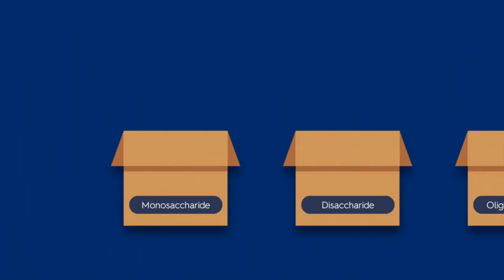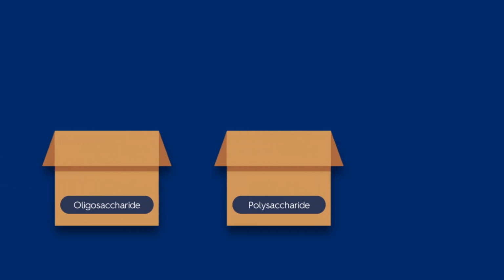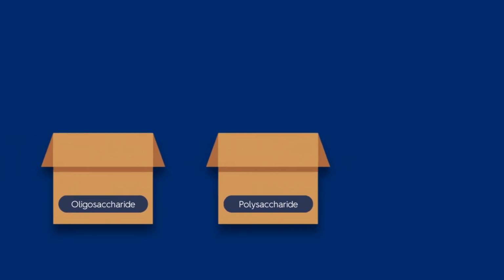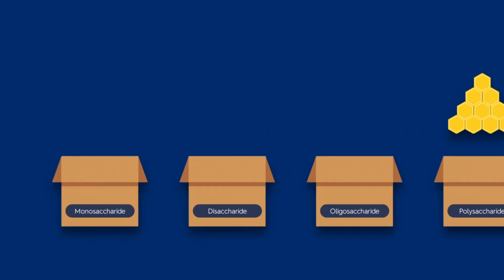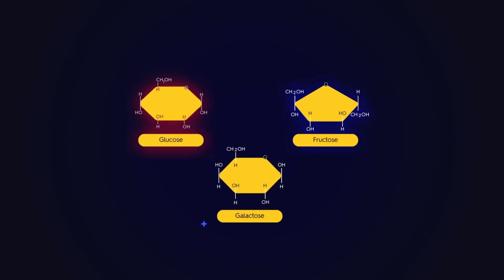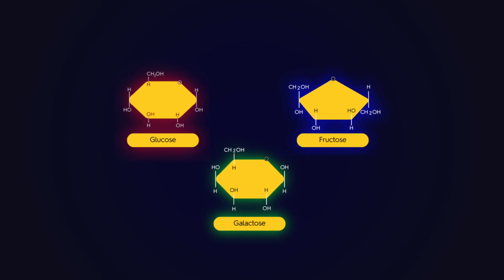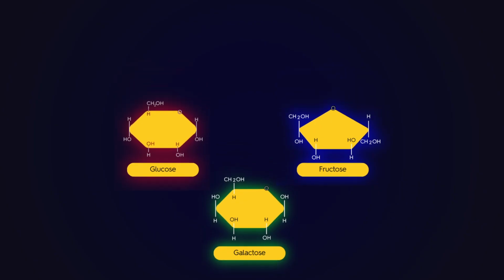We group carbohydrates by how many building blocks or saccharides they have. One is a monosaccharide, two make a disaccharide, a few form an oligosaccharide, and many create a polysaccharide. Monosaccharides include glucose, fructose, and galactose. Because they are small, your body can use them quickly for energy.